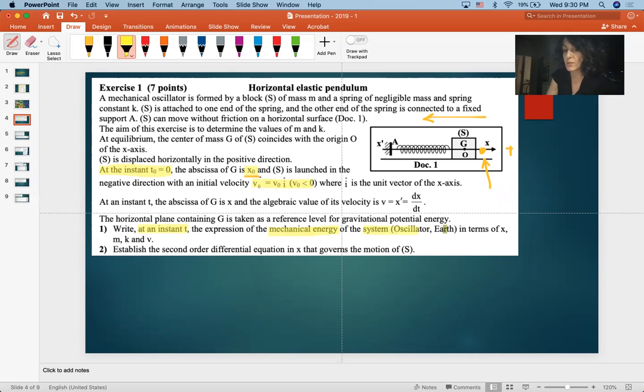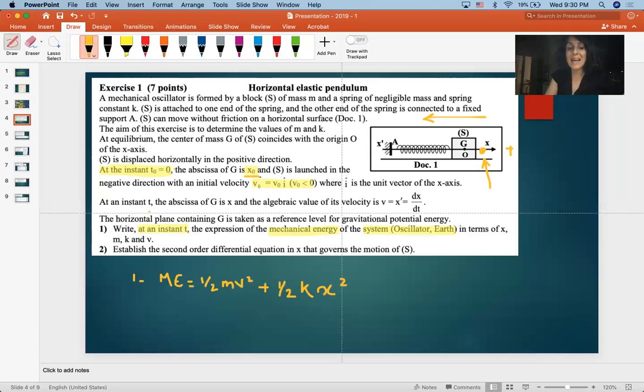So they already told you what the system is. You can start your problem by stating my system is oscillator-Earth, or spring-mass system-Earth. They want the mechanical energy in terms of x, m, k and v. So for number 1, the mechanical energy is kinetic plus potential, where kinetic is replaced by half m v squared, and potential is replaced by half k x squared. This is the elastic potential energy. I'm going to simply say that mgh is equal to 0 because we already stated the position of 0 height.